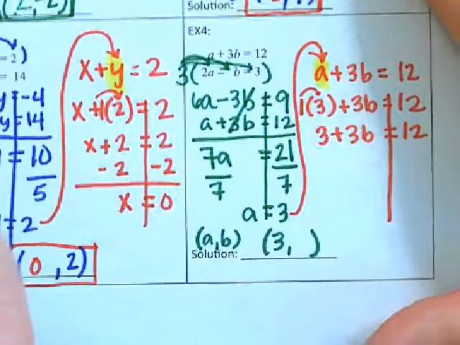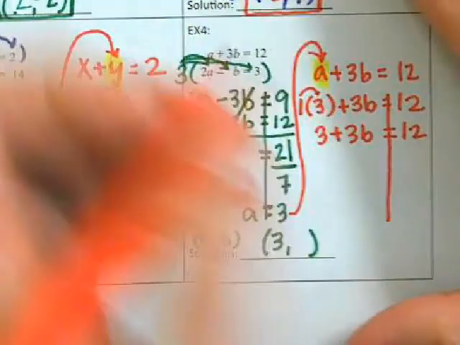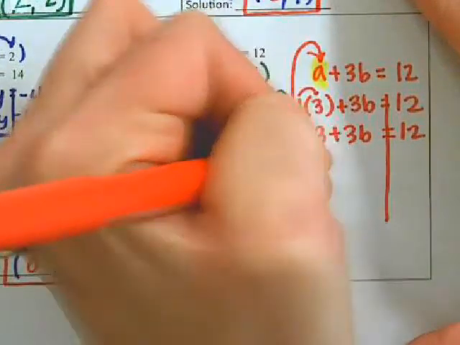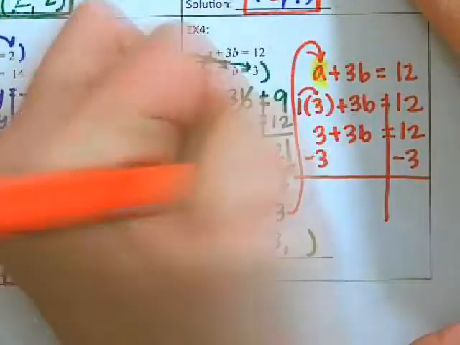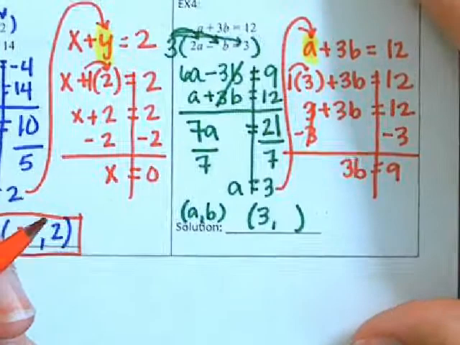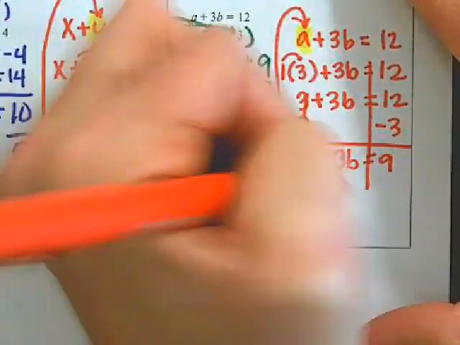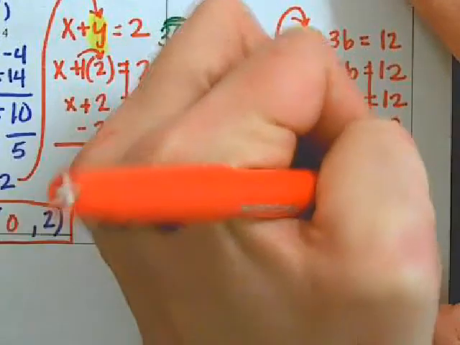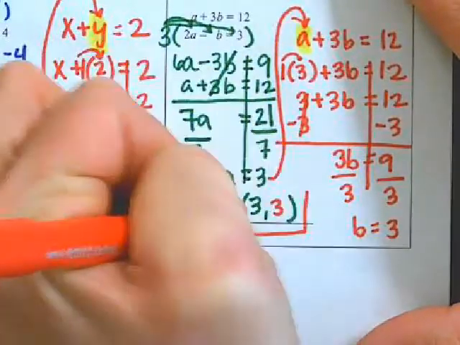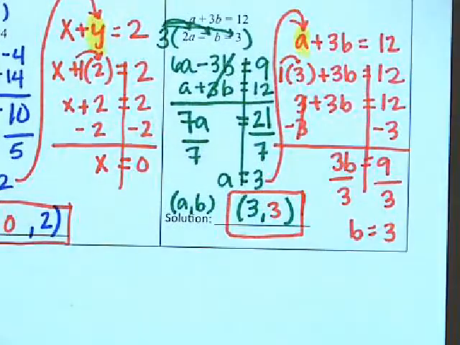I want to get B by itself. I got to get rid of this bystander up here. What's the opposite of a positive 3? Minus 3. 3B equals 9. Now they're touching, so I'm going to divide by 3. B equals 3. Lots of 3's on there. There we go. How do you feel?